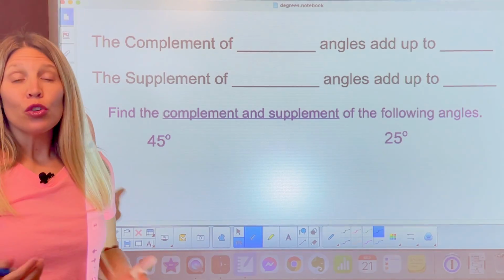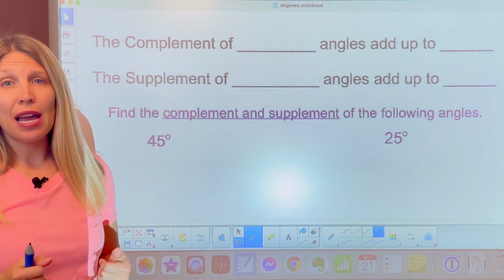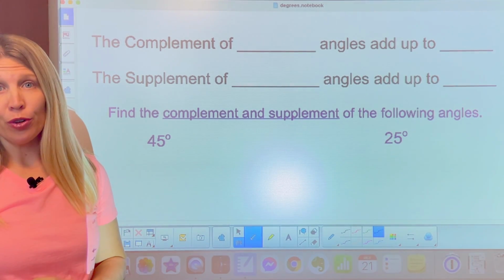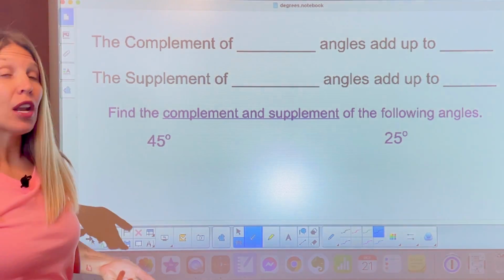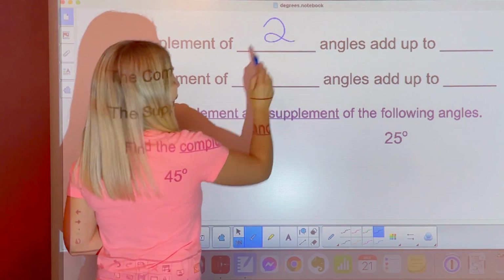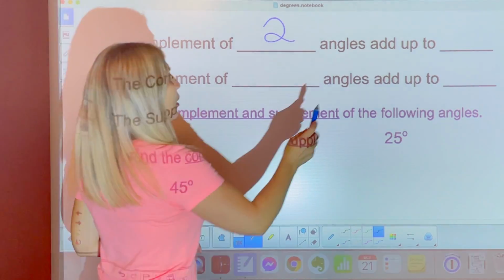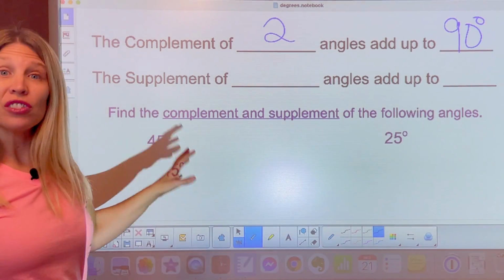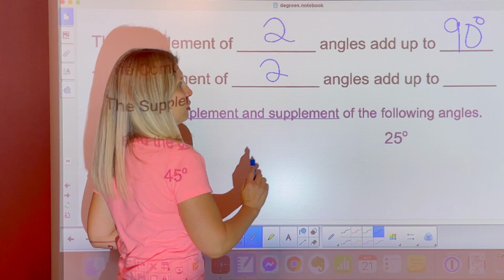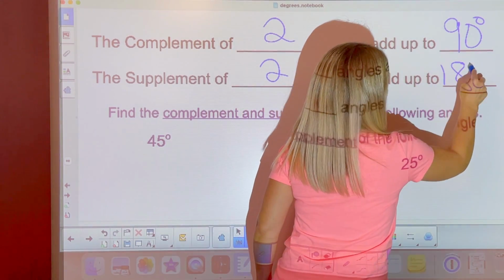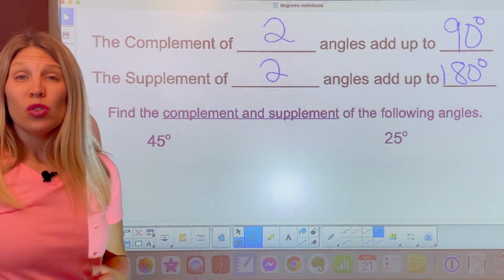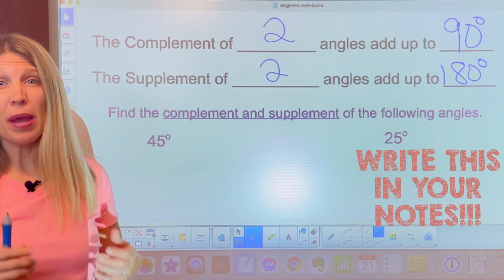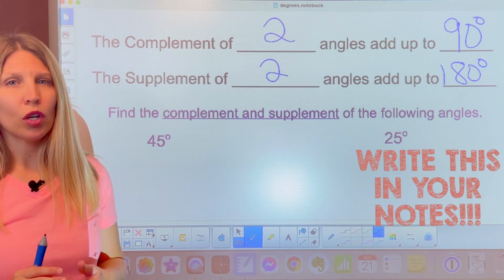Nice job. There's one other thing I want to teach you about trigonometry in degrees. It's called the supplement and the complement of an angle. So the complement of two angles adds up to 90 degrees, and the supplement of two angles adds up to 180 degrees. These are definitions you're really going to want to remember, so write them down in a notebook or make sure that you have them so you don't lose them.